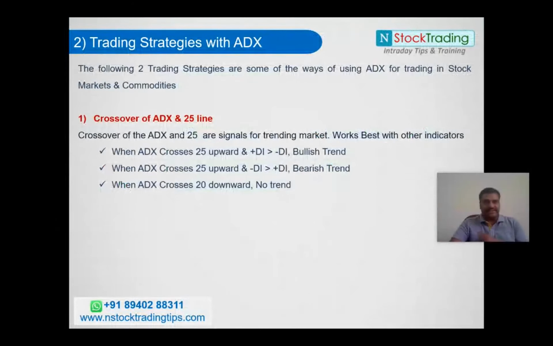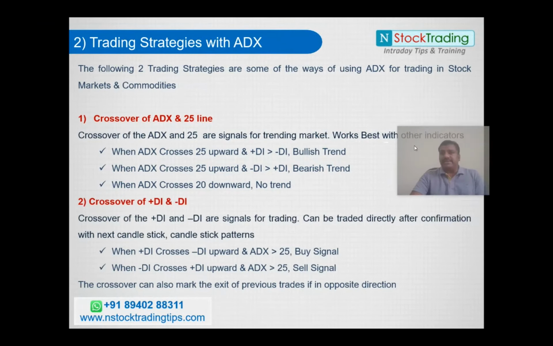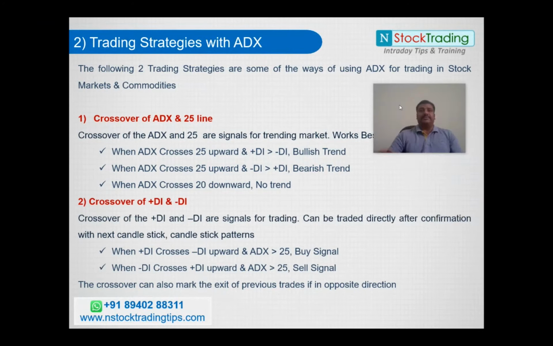I'll show you the next strategy, which is very interesting. And the second strategy can be executed straight away. We don't need to wait for any other indicators. Okay, what is this strategy? Well, the strategy is very simple. There is a crossover of plus DI and minus DI. See, what it means: one of them goes from up to down, and the other one goes from down to up. What does it mean?